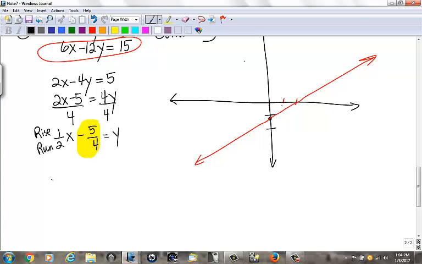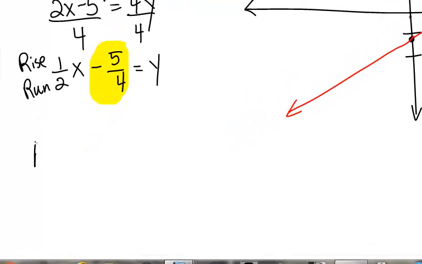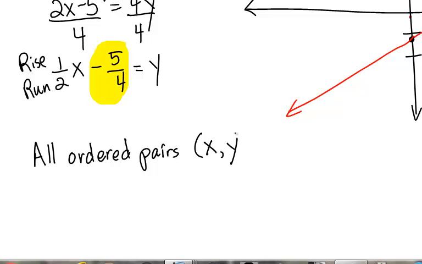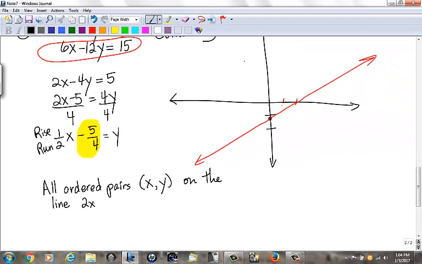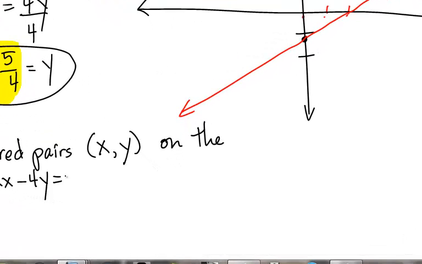Okay, and this is how the author writes it. Get used to writing it. It's all ordered pairs x, y on the line. And then you have to give the equation for the line. 2x minus 4y equals 5, and I don't care if you use this or if you use this, you can write it either way. The author did the original. All ordered pairs x, y on the line 2x minus 4y equals 5 are solutions.